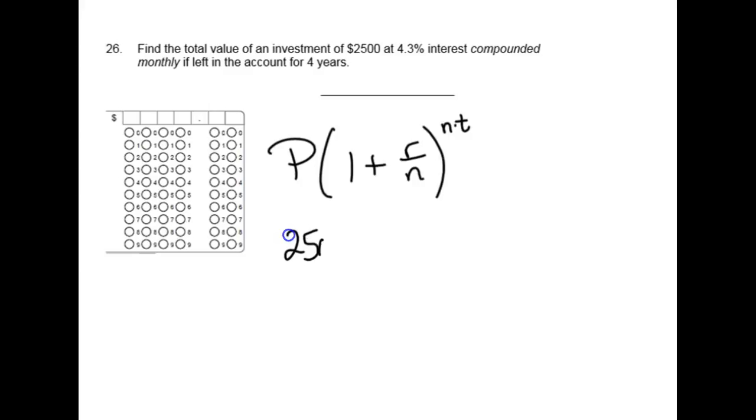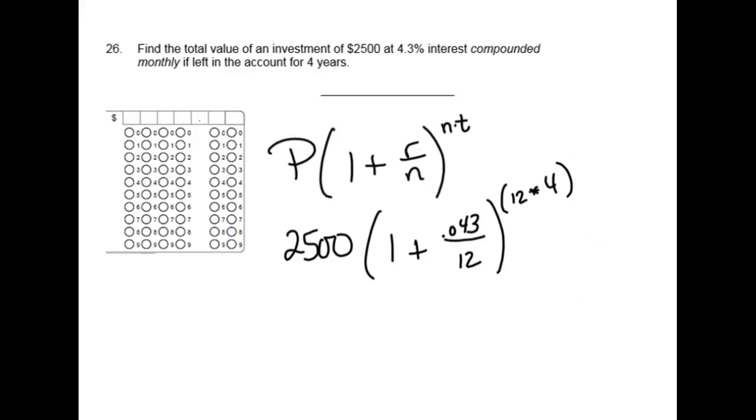So we're going to be in our home screen of our calculator. You could use the finance app if you'd like, but it's kind of cumbersome for this. 1 plus 0.043 compounded monthly, so over 12. And then up here, if your calculator needs parentheses, make sure you use them. Otherwise, it's 12 times 4 up in the exponent. So after typing that in my home screen, I get 2968.28, and then I'm going to also do the gridded response properly. 2968.28.